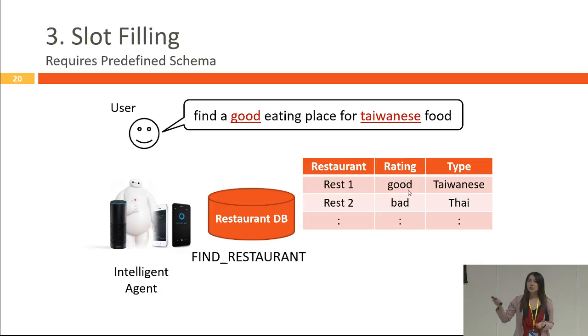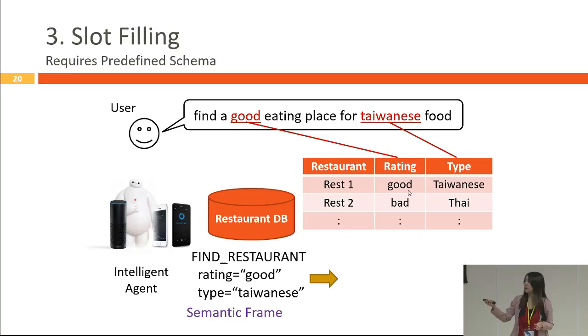And the third one is slot filling, which is different from the previous two, which are classification tasks. In slot filling, we need to extract the constraints about the restaurant. For example, this is a table of the restaurant database. There are a lot of restaurants and their attributes. We need to extract the semantics, like good belongs to the rating concept, Taiwanese belongs to the type concept, so that we can have this semantic frame, then generate the corresponding query and search the database.